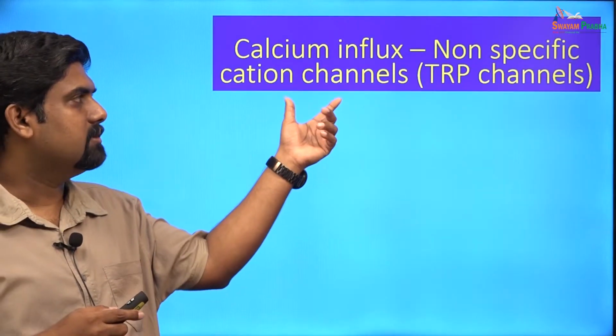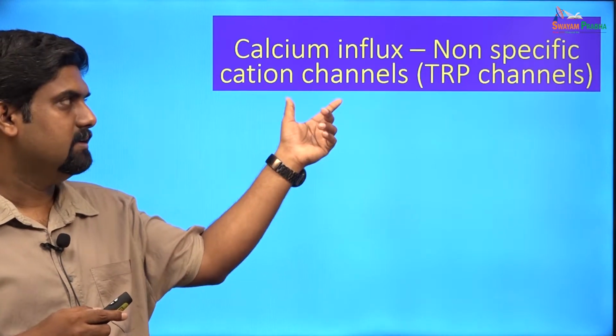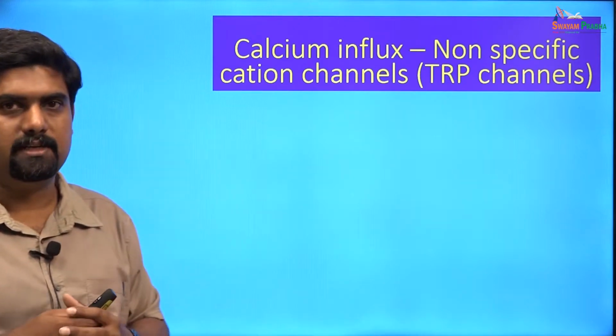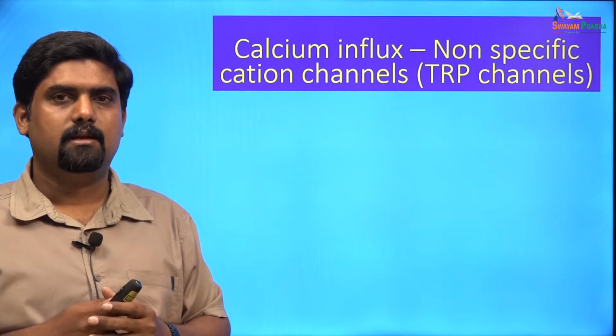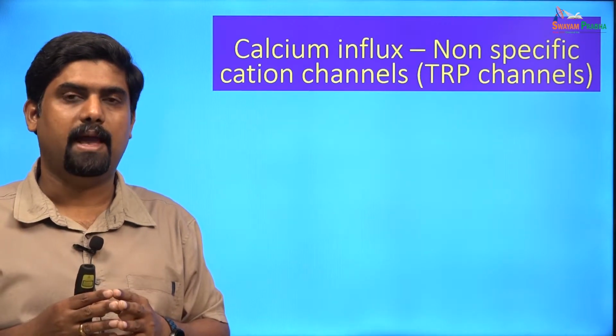Another calcium influx pathway for the cell is through something known as non-specific cation channels. One example is the TRP channels, or the transient receptor potential channels. Now non-specific cation channels can conduct sodium, potassium and calcium.